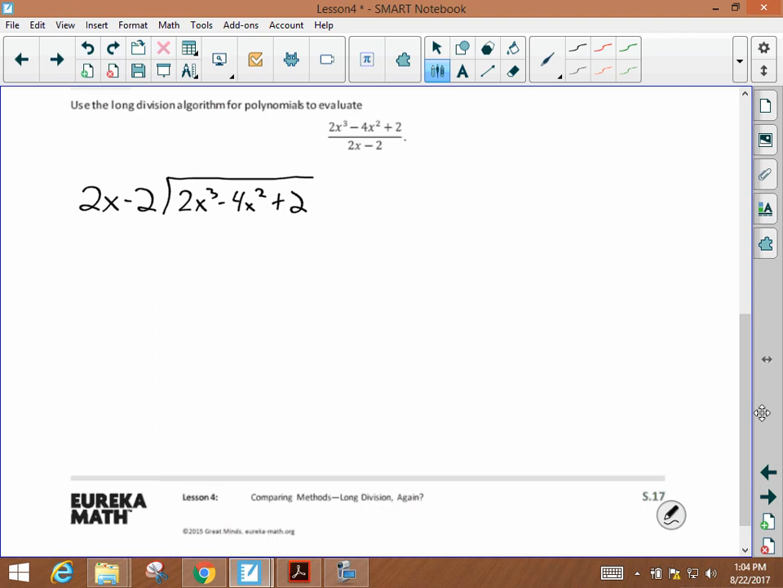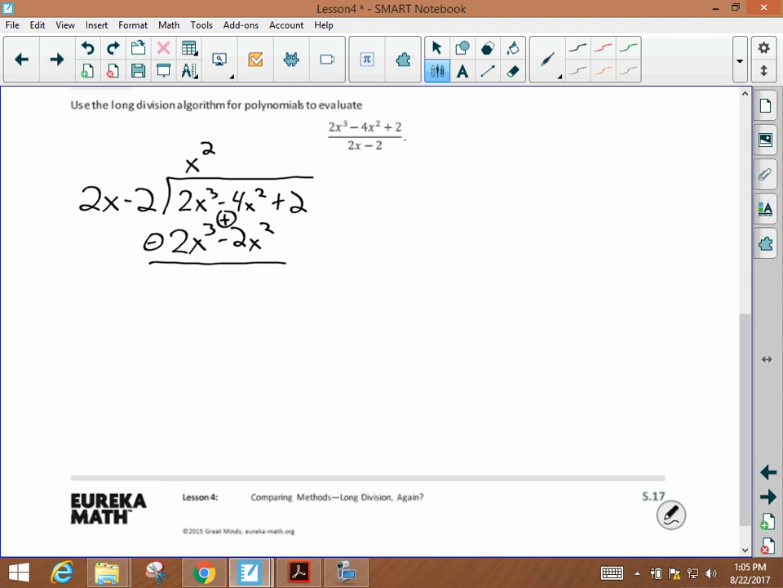2x cubed divided by 2x, or we could say, what do we multiply 2x by to get 2x cubed? That's going to be just x squared, right? And when I distribute the x squared times 2x, it gives me that 2x cubed, which is awesome. You want those first terms to match so that when I subtract, they go away. X squared times negative 2x squared is going to be negative 2x squared. I'm going to go ahead and subtract, or change the signs and add.